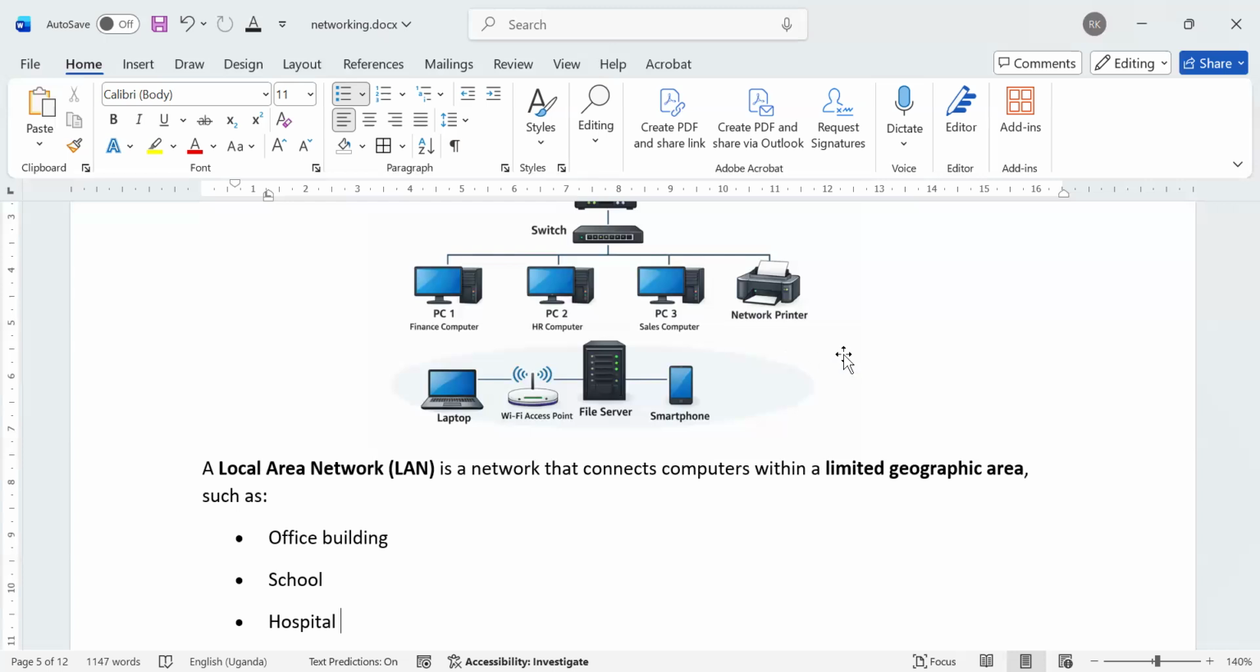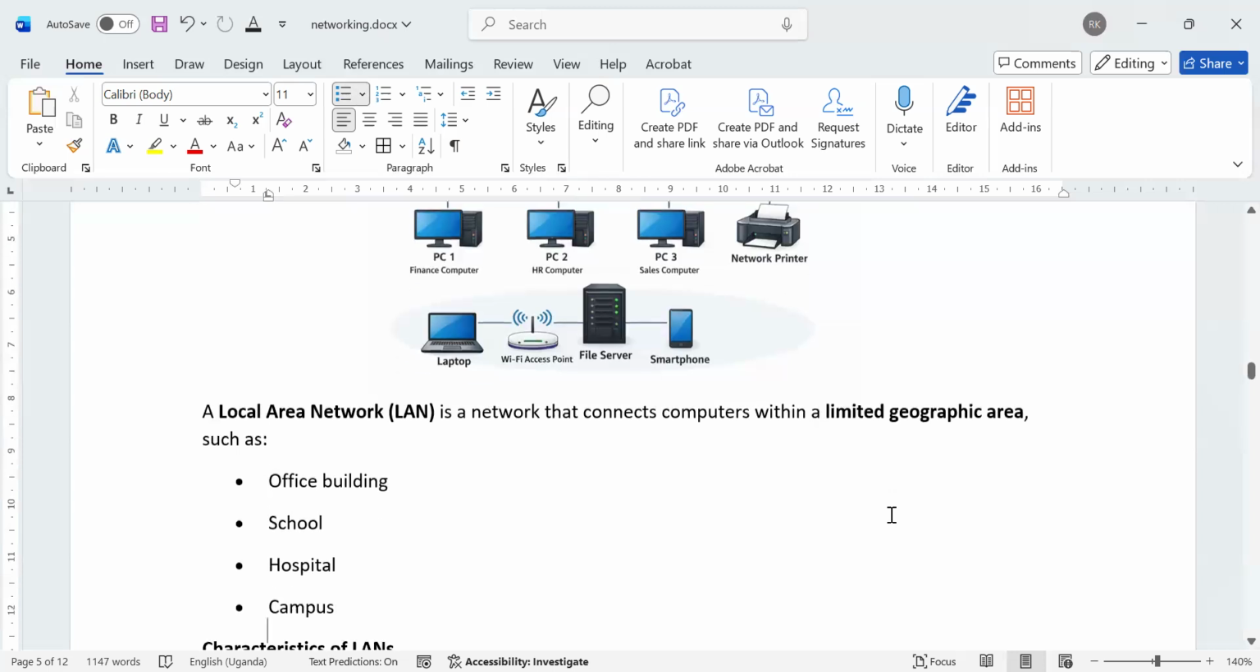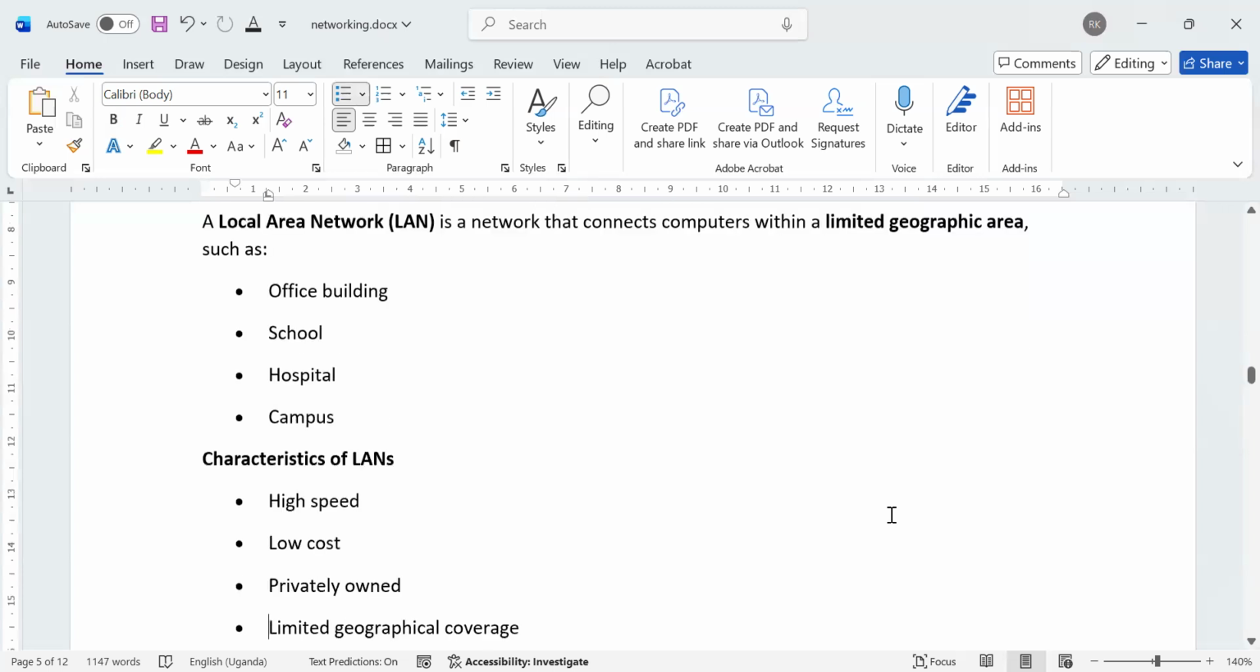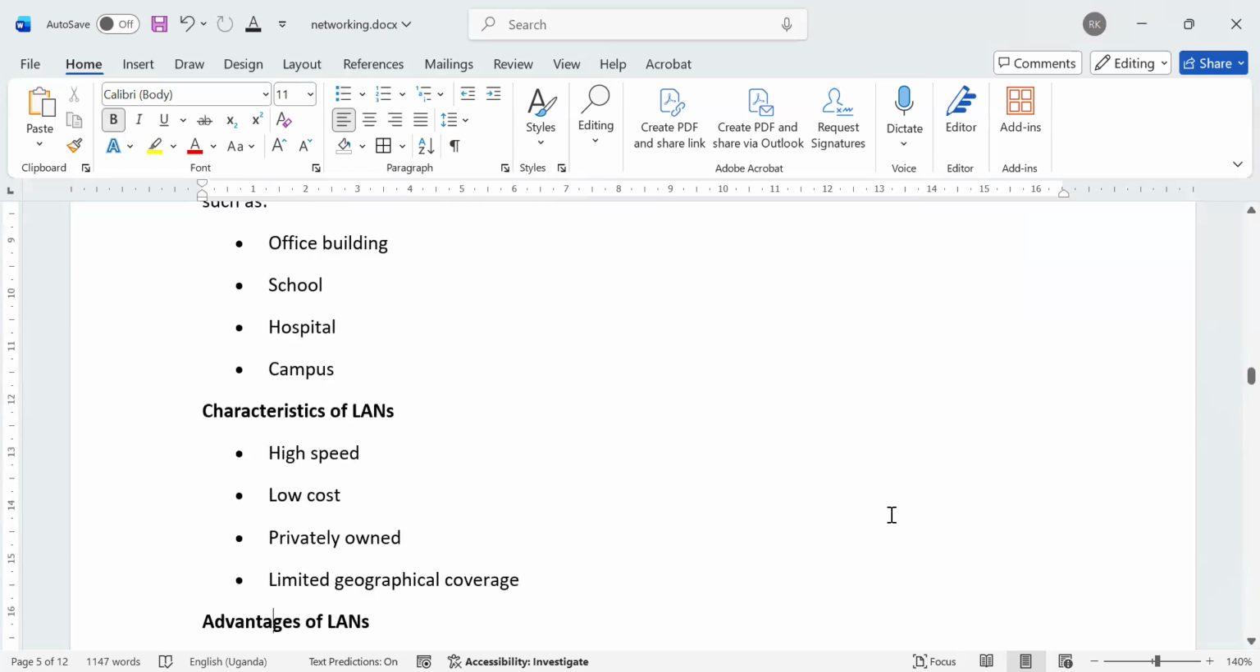Okay? So we have a local area network that works within a geographical area and is characterized by high speed, low cost, privacy, because it is privately owned, and it works within a limited geographical area. Those are the characteristics. It's high speed, low cost. Now, low cost, it doesn't require internet to work. You don't need data to use it. Like to print over a local area network, you don't need data.